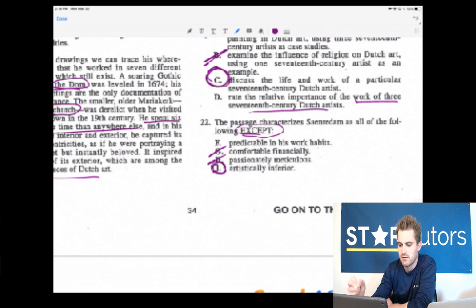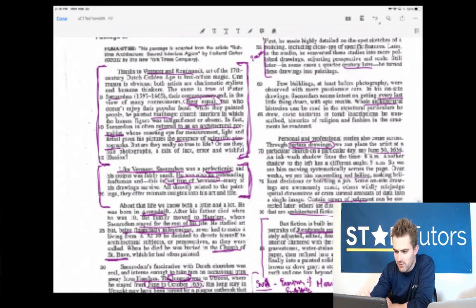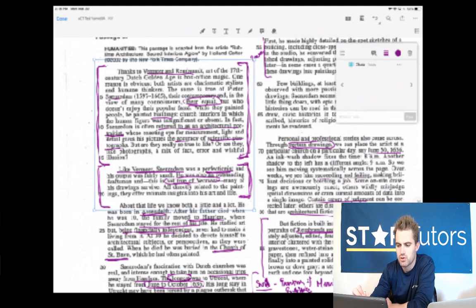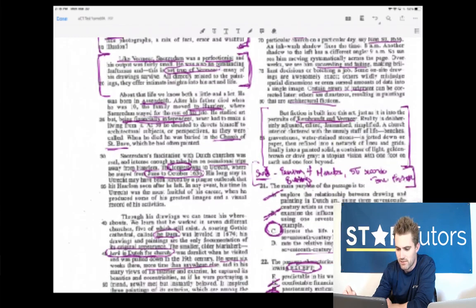He's not artistically inferior. They say that he's their equal, I think. Don't they say that back here? The beginning? They're contemporary, and in the view of many connoisseurs, they're equal, but he doesn't enjoy the popular fame. So he's their equal. He just doesn't enjoy the popular fame that those other guys do. So I think it's J for that one.